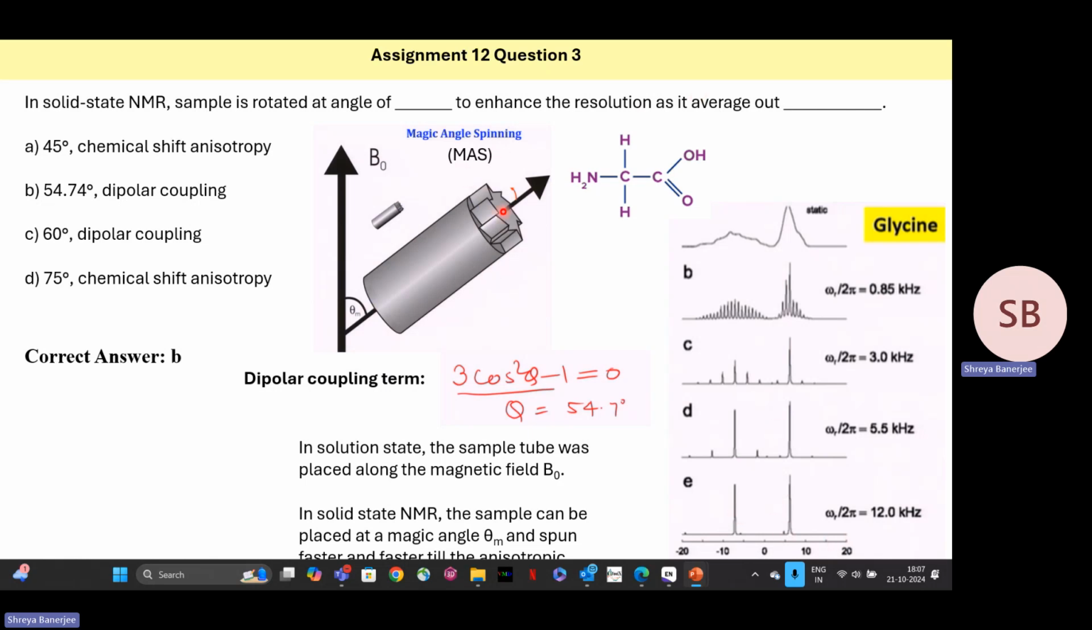So this magic angle spinning is enhancing the resolution, and it does that by averaging out this dipolar coupling term. So the correct answer is option B, because the sample is rotated at an angle of 54.74 degrees, which was calculated from this equation, and it enhances the resolution as it averages out the dipolar coupling term, which is this.